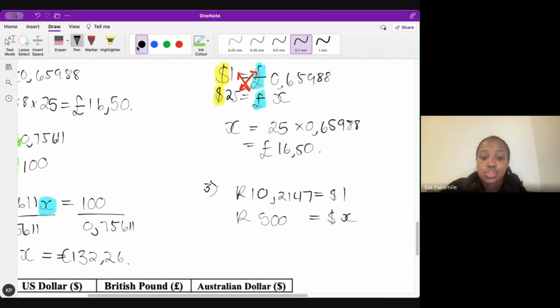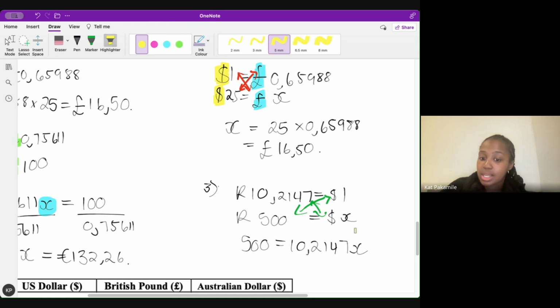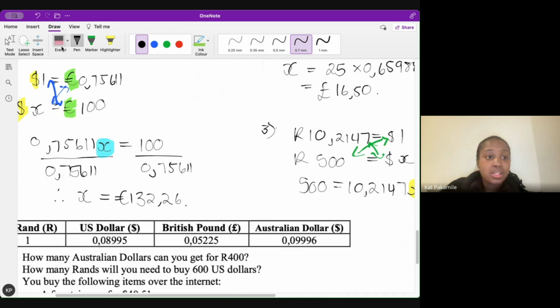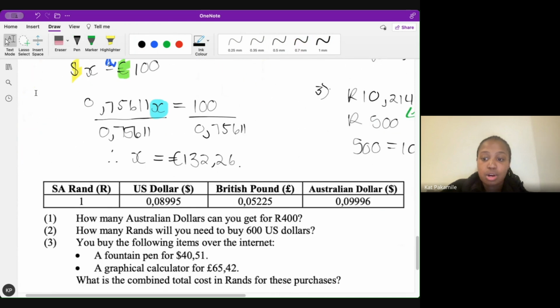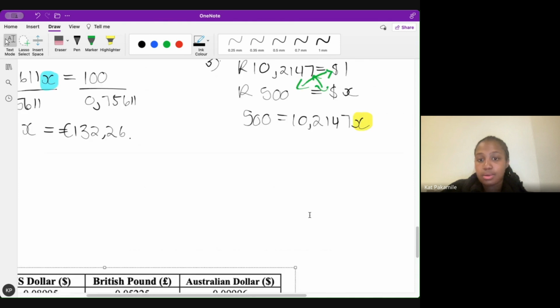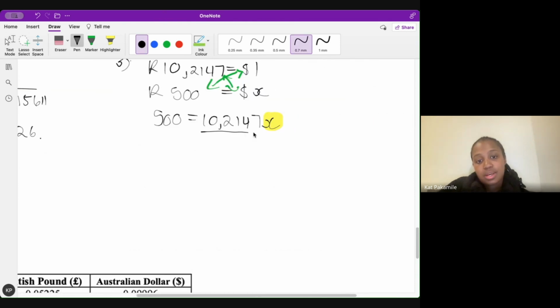So let's do so like so. I'm going to say 1 times 500 is equal to 10,2147 x. How am I going to get this x on its own? I'm going to divide both sides by 10,2147. Divide this side by 10,2147 and my left-hand side by 10. Okay, what's x?